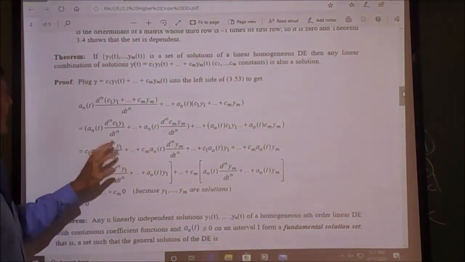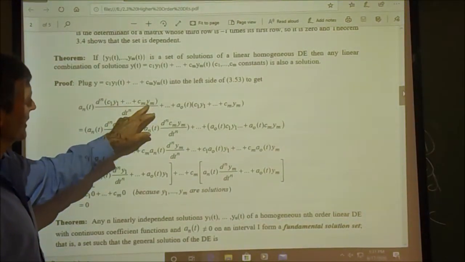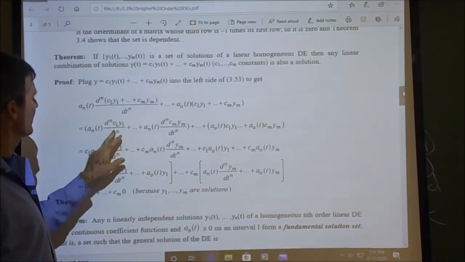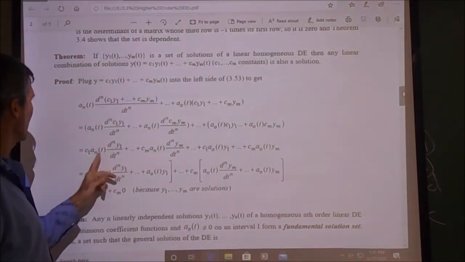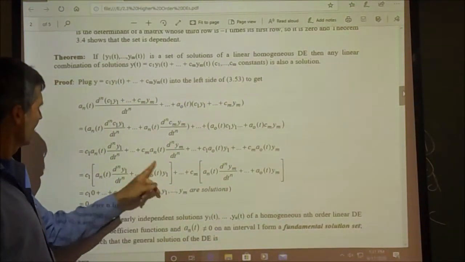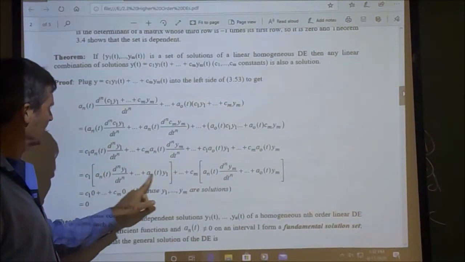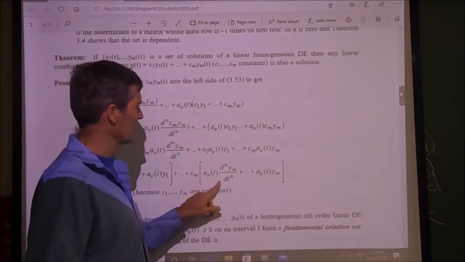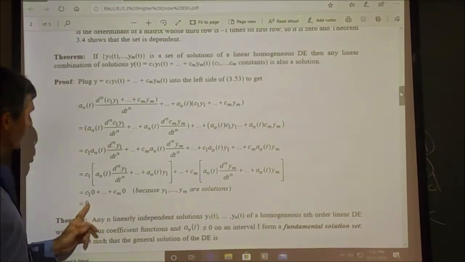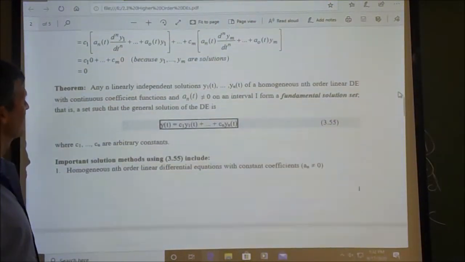Here it is. So you just put y equals this linear combination of m functions in, and you say the derivative of the sum is the sum of the derivatives like this, and then you pull the constants out and regroup them like this. If y1 is a solution, then this is 0 because the differential equation is this equals 0. If ym was a solution, then this is 0 because this equals 0 was the differential equation. So you add up all the zeros and you get 0. Sure enough, this will be a solution if each of the y1 through yn was.